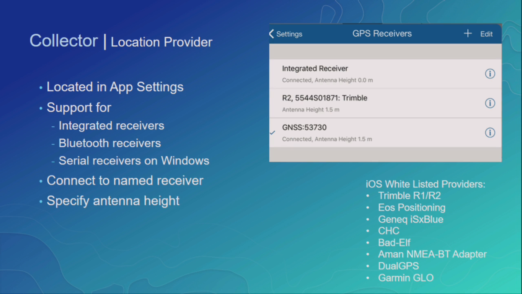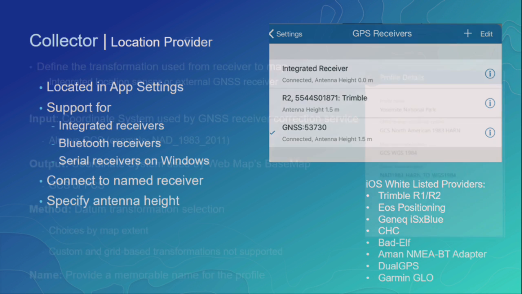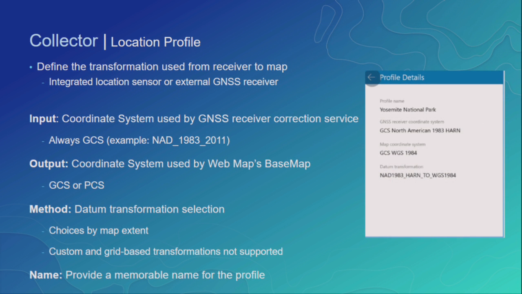Back to location provider, that's where you connect to your named receiver after you've set up that connection, and also where you would specify your antenna height if you're concerned with the vertical. So in location profile, again, this is where you define your transformation from your receiver to your map. Therefore the input coordinate system is going to be your correction service, and it's always a geographic coordinate system. So if you're working with a DOT, it's always going to be a GCS, not a projected coordinate system.